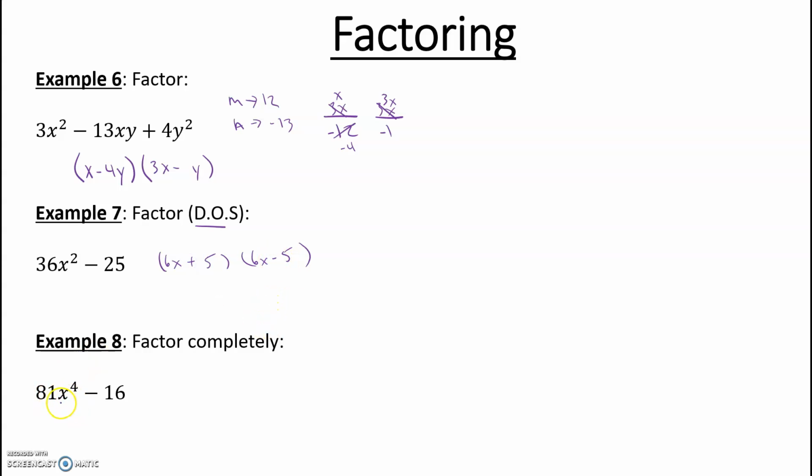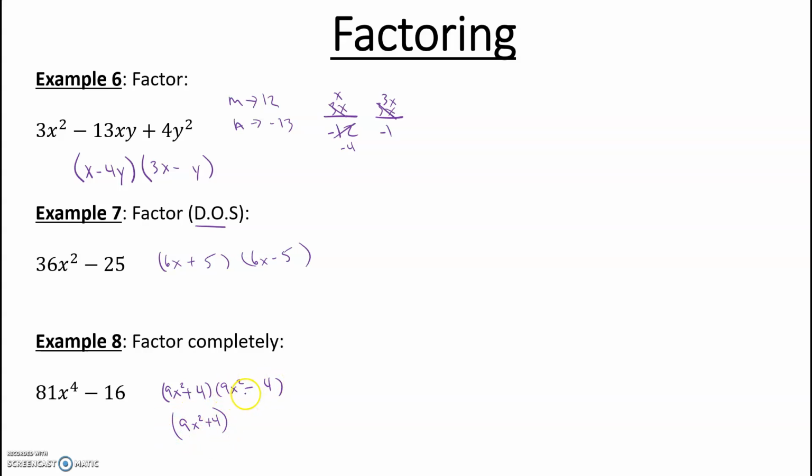Now this is actually difference of squares too. This is a perfect square and this is a perfect square. So we're going to go ahead and start the same way. Right? Square root of this is 9x squared. Square root of this is 4. One's plus, one's minus. Now here's the catch. Here you're done, right? In example 7 we're done. These don't go any further. Here, 9x squared plus 4, there's nothing else we can do there.